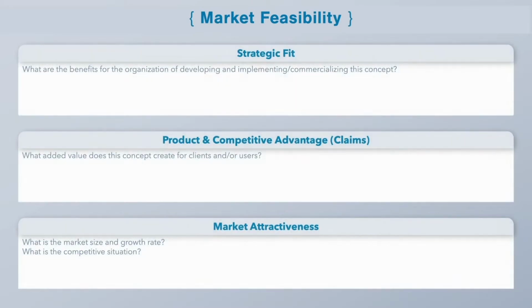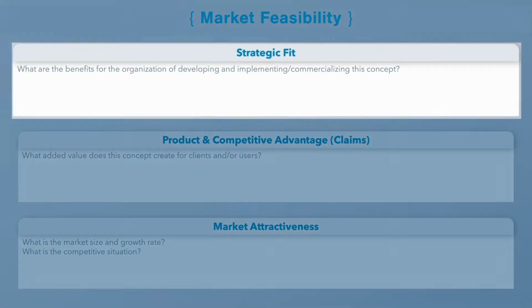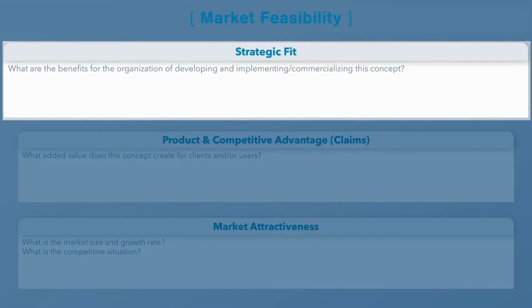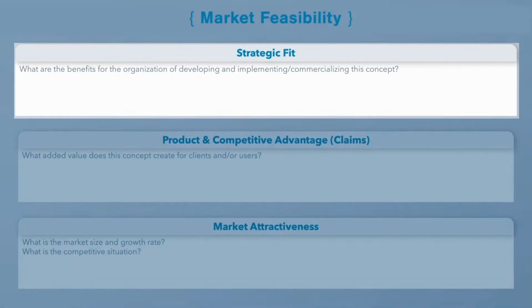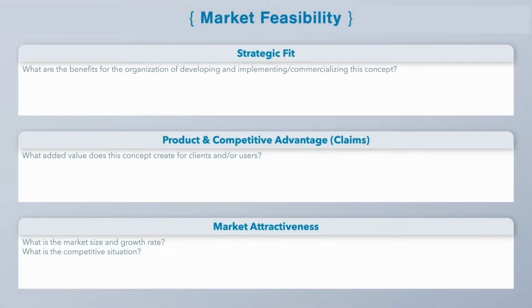Let's take a look at the market feasibility. The first box explains how the concept fits with the strategy. If the concept is issued from an opportunity which itself relies on a strategic arena, it shouldn't be too hard to explain. Moreover, this section explains how the concept will benefit the organization.